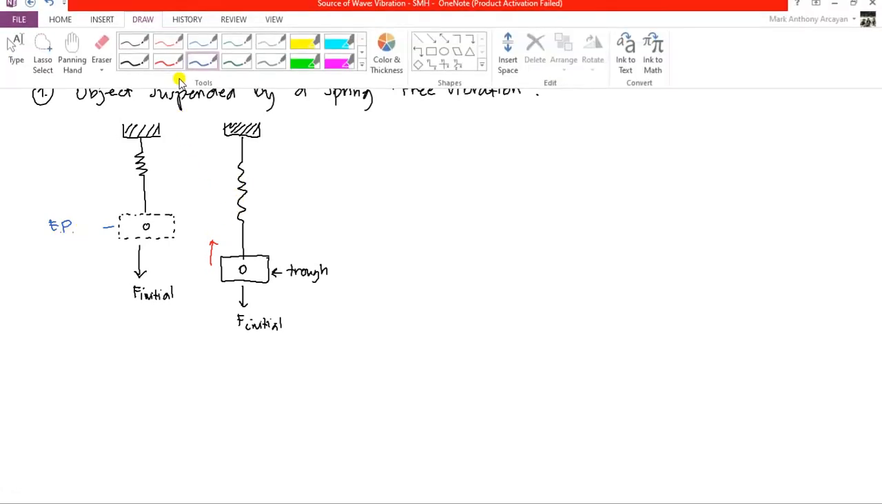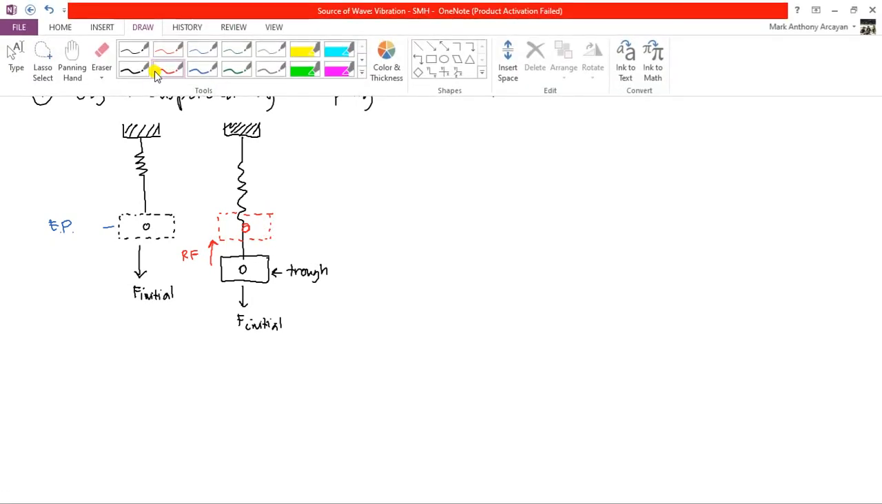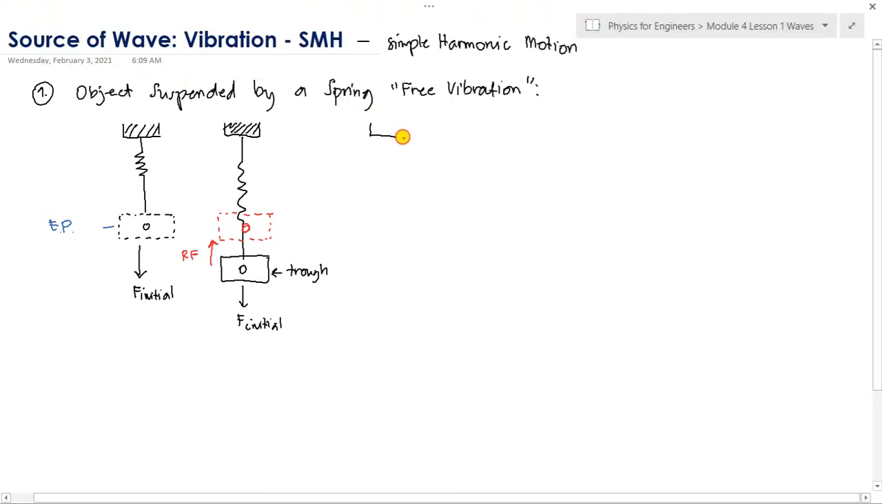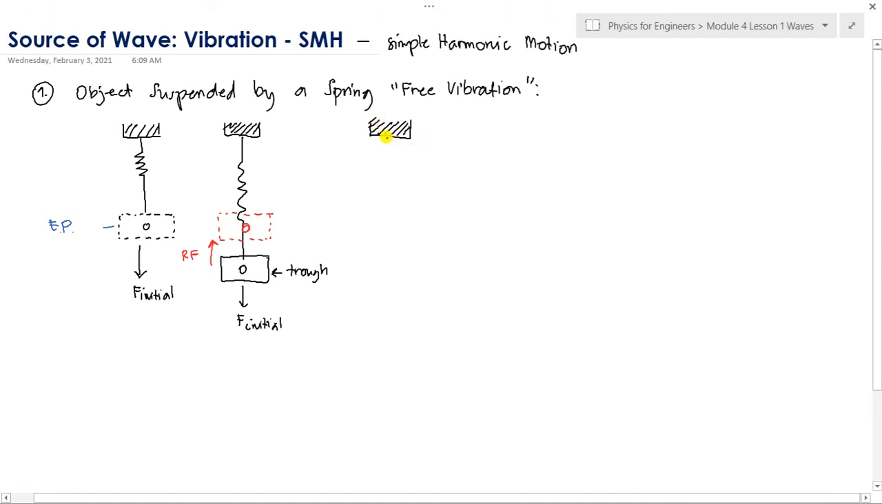So naa tay restorative force. We have here RF, mao na siya ang restorative force. So assuming mao na ito ang equilibrium position, lampas na siya tungod kay gibira man siya initially. Next is moadto na siya sa babaw. It reaches its highest point, and we call that one as the crest. Okay, kung i-convert into a wave.